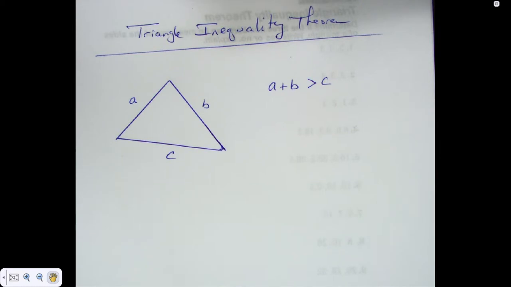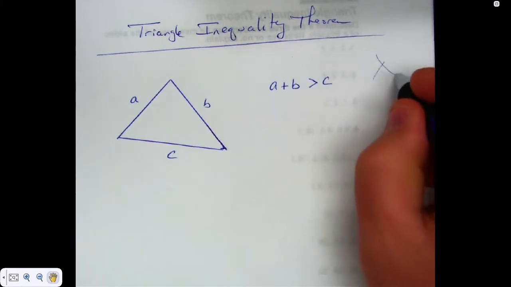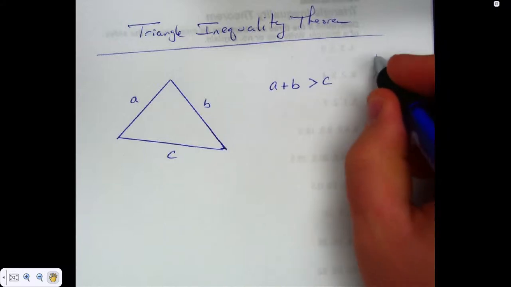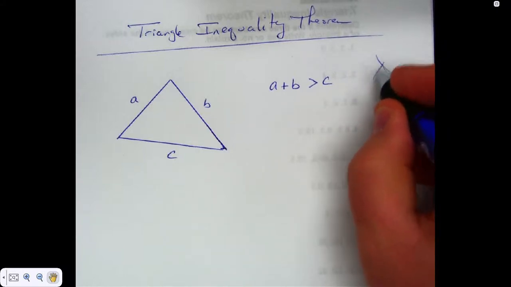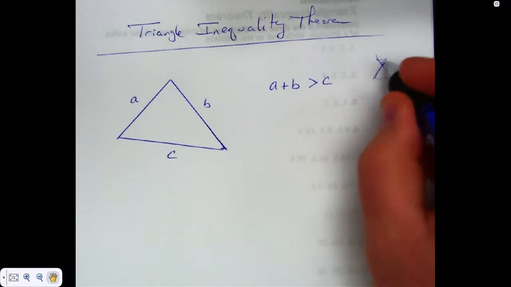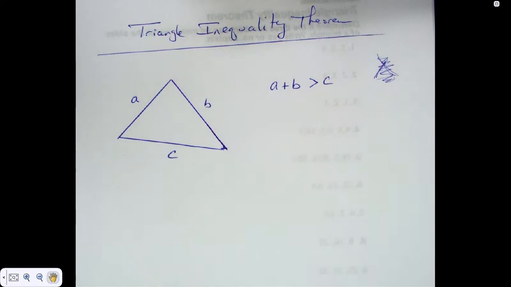If it doesn't work, it might look like that. See how this one's too long? Or this one's too long. Okay? So what I'm saying is that two sides added up have to be bigger than the third.